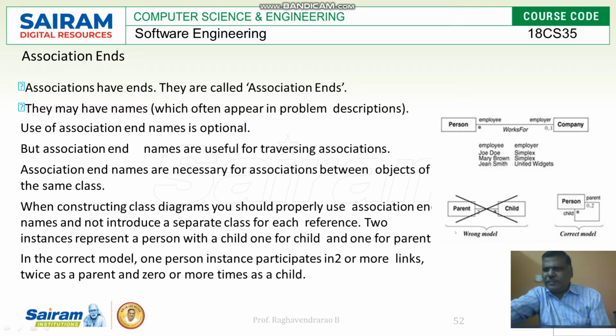So here is one example. It is wrongly mentioned. Okay, parent and the child. The association is wrong. So instead of like this, it should be mentioned in this manner. A parent has 0 or more children, and a person has 0 or 2 parents.